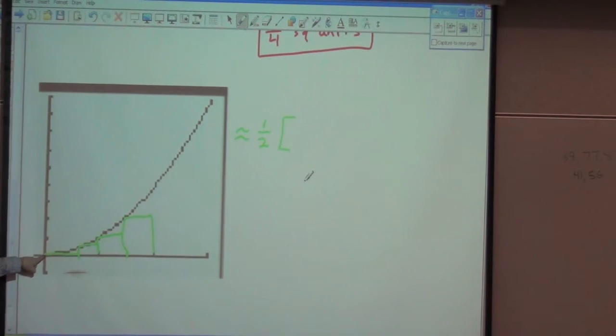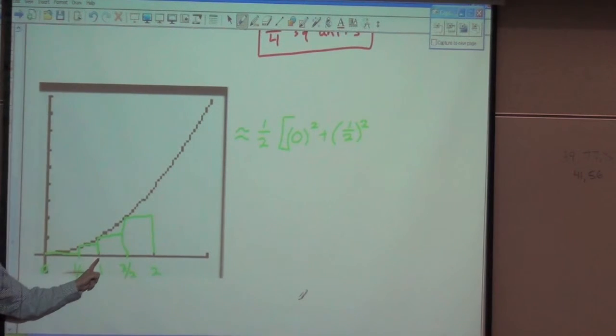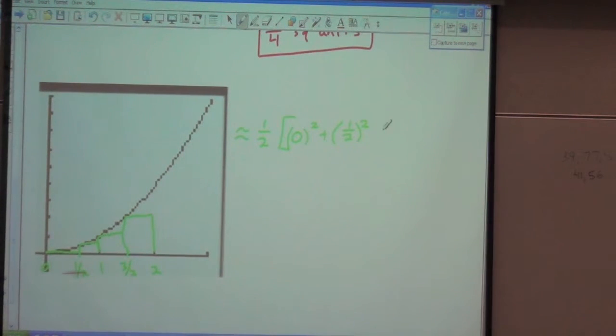What's the height of this first one? 0 squared, right? What's the height of the next one? 1/2 squared, right, because here was 0, and this one was a half. This was 1, this was 3/2, and this was 2. So first we used 0 for our x, then a half, then 1, then 3/2. So that'd be plus 1 squared plus 3/2 squared. So the area would be about 1/2 times 0 plus a fourth plus 1 plus 9/4.